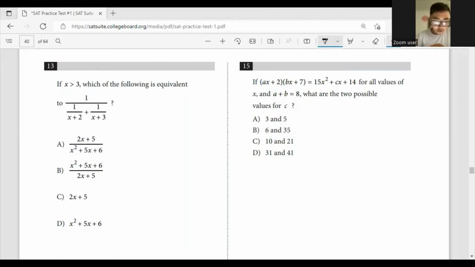Okay, number 13. So I think I said that all my answers are in a fraction form, or either in a smaller fraction or just regular, no fraction at all. No, just a regular equation or expression with variables in it.